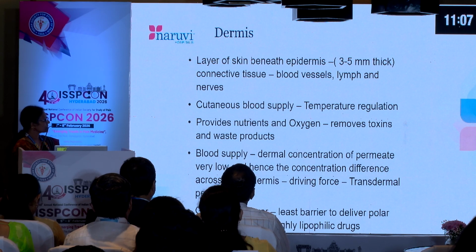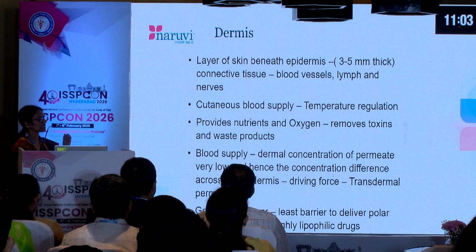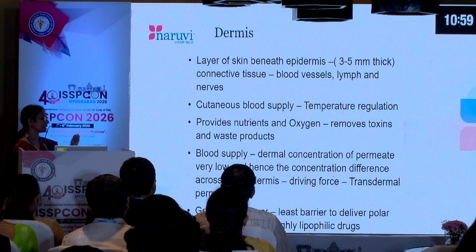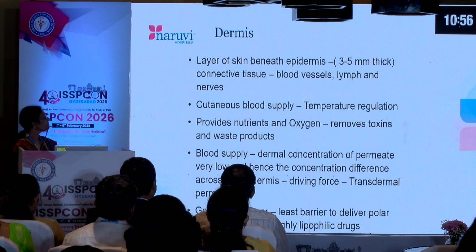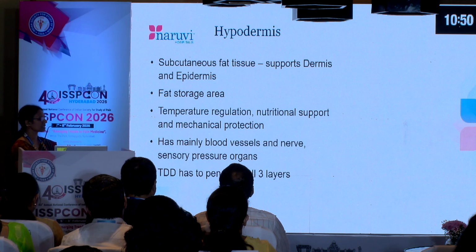The dermis is below the epidermis, and the most important point to take from here is that this layer is rich in nerve and blood supply. Once the drug reaches this layer, it will reach the capillary circulation. The hypodermis is underneath the dermis, which consists mostly of fat and gives a support structure to the organs.